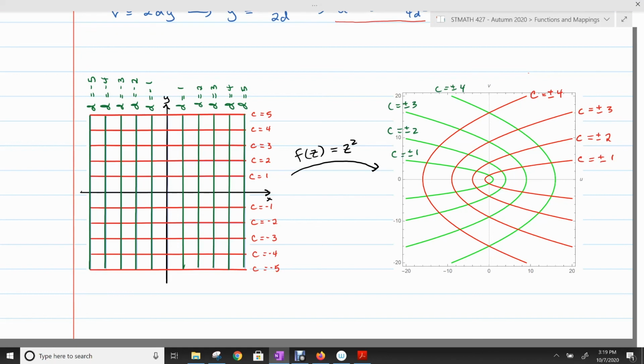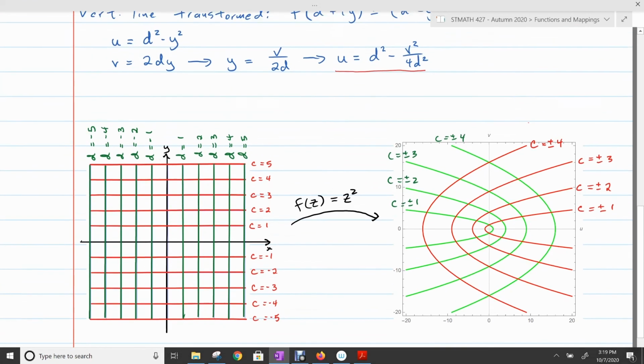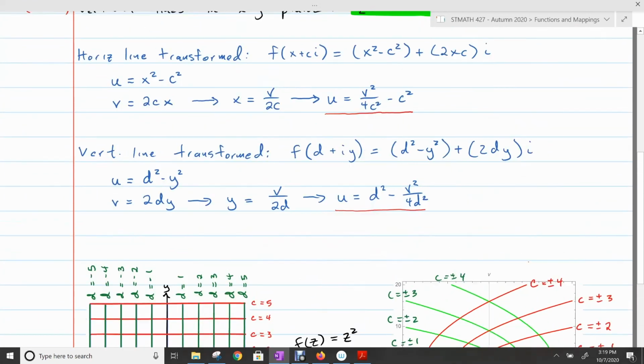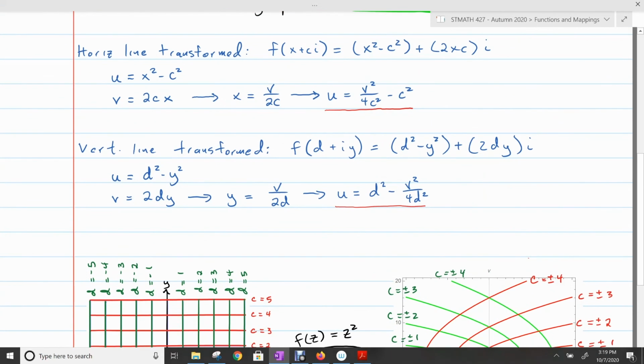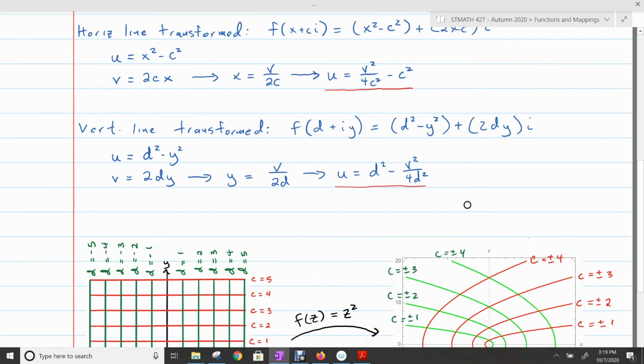So after plotting the transformations of those red and green lines on the left, you can see what their corresponding outputs are. You'll notice that if you plug in c equals 1 or c equals -1, you get the same result in this formula underlined in red up here at the top, because the c is being squared, so it doesn't matter whether you put plus or minus 1 in there. Same thing with plus and minus 2 and plus and minus 3.